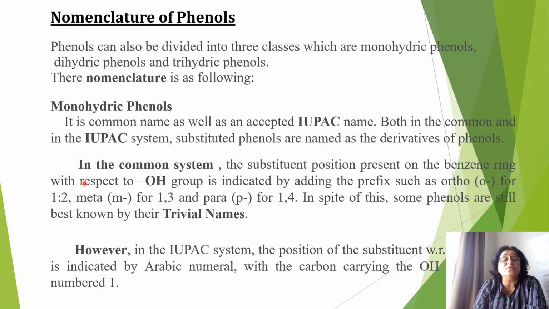So the ortho prefix is used for 1,2, meta is used for 1,3, and para is used for 1,4. In spite of this, some phenols are given their trivial names. However, in the IUPAC system, the position of the substituent with respect to the OH group is given by an Arabic numeral. Right? So 1-bromophenol, 2-bromophenol, like that.